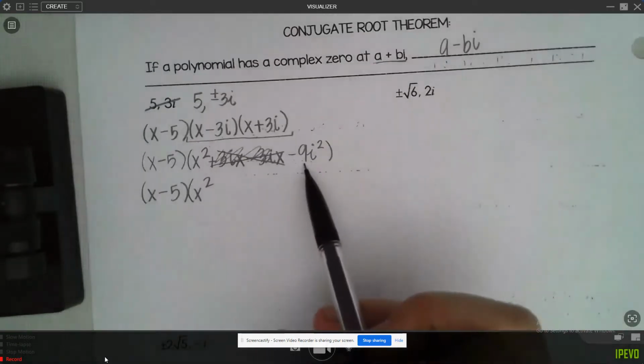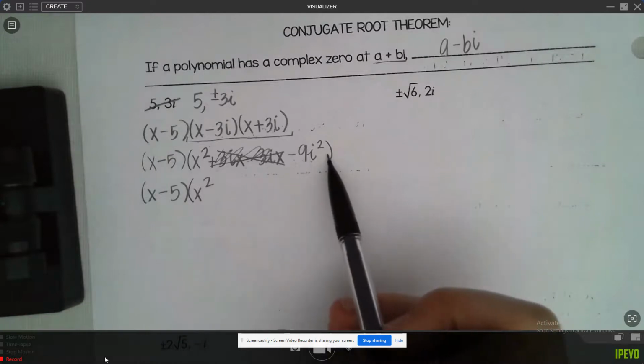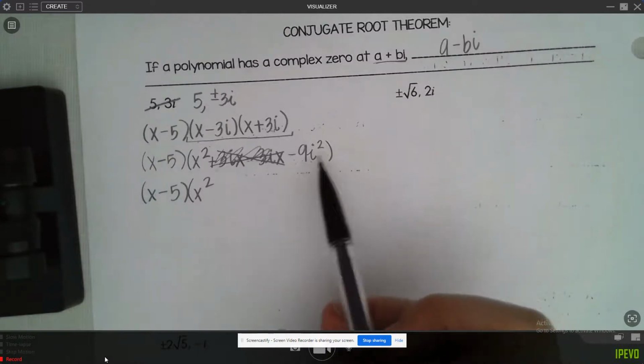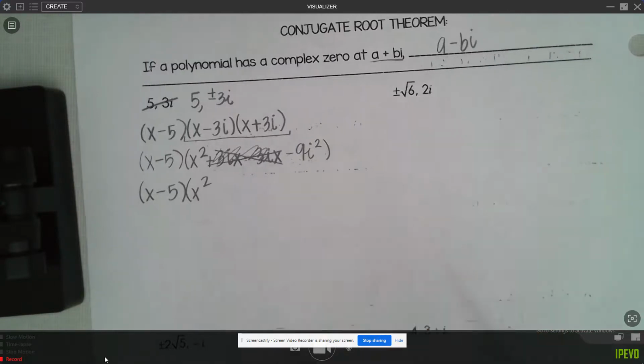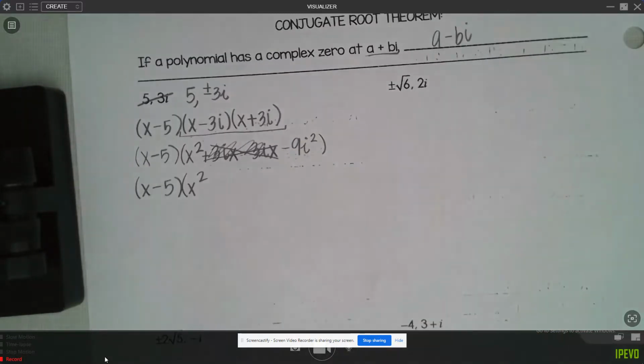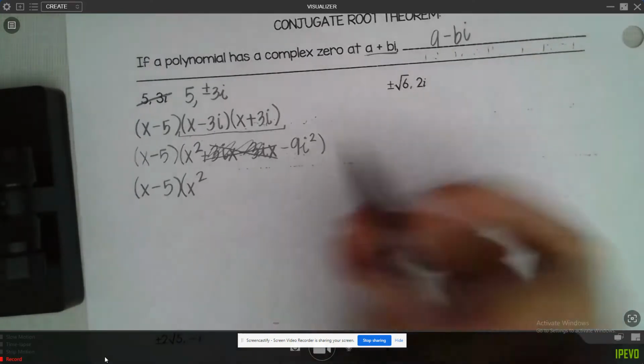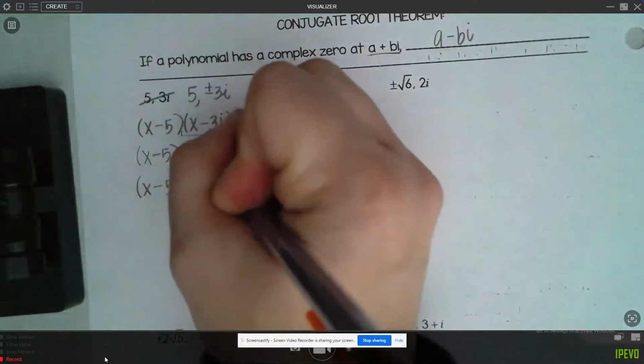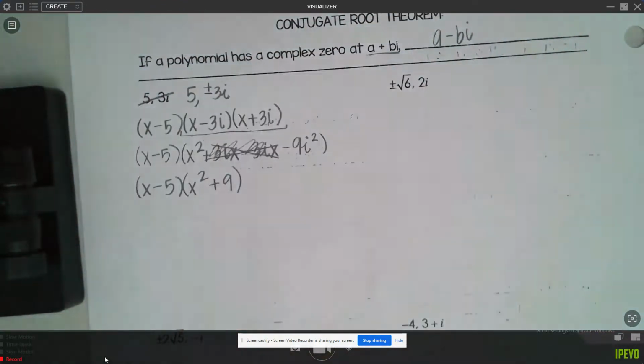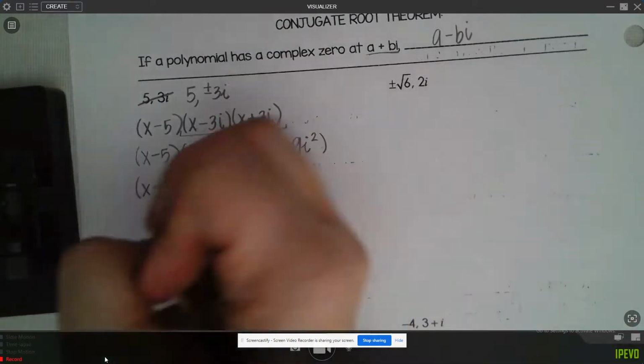You have a negative 9i squared. If I were to read that to you, is this the same as negative 9 times i squared? Yes. Don't forget to do that. We just said i squared was what? Negative 1. So negative 9 times negative 1 is a positive 9. Now you go ahead and distribute as you would before.